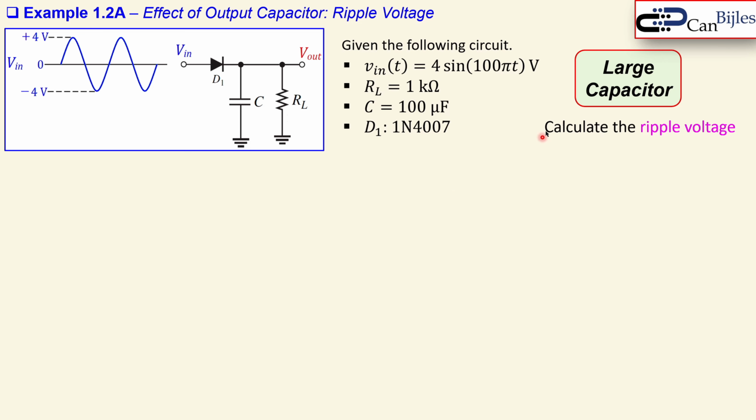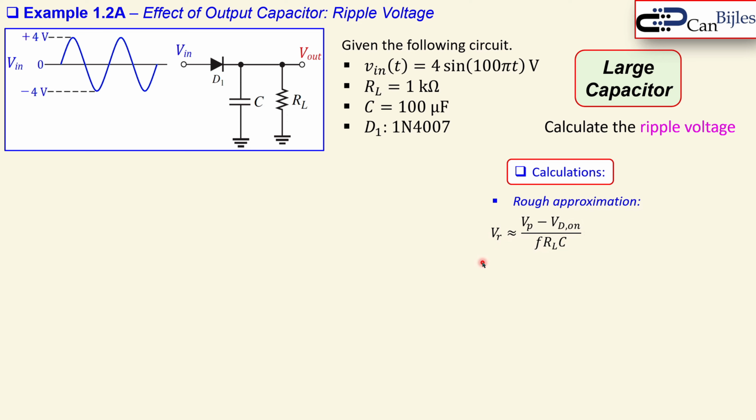Okay, let's look at the ripple voltage for this case. First, the calculation now, a very rough approximation. We already said that this is the ripple voltage approximation. If I substitute everything in here, 4 minus 0.7 over 50 Hertz, because 100 pi over 2 pi will be the cyclic frequency, which is 50 Hertz. Our load is 10 to the power 3, 1K ohms. And we also have 10 to the power minus 4, which is this capacitor. And it will give me 660 millivolts. That's for the ripple voltage using this rough approximation.